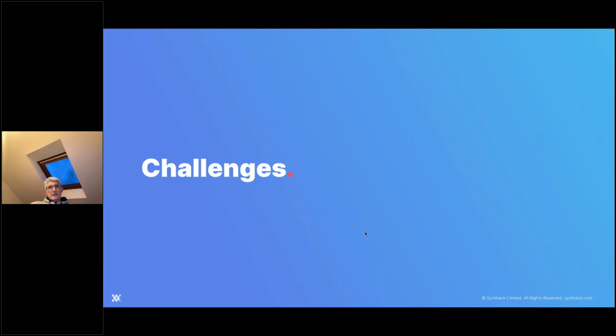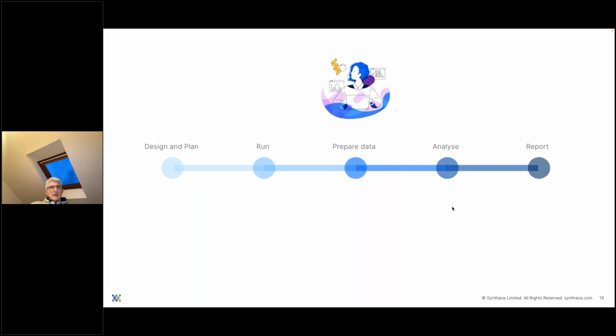But there are some real challenges to this. When we think about the process of running an experiment, you go through a number of different stages. You design your experiment. You think about what you want to be investigating. You then need to go through a planning stage where you're thinking about, okay, how am I actually going to go about running that experiment? And then you get into the lab and run it. You then need to prepare the data from it, analyze the data, and then some kind of reporting function.